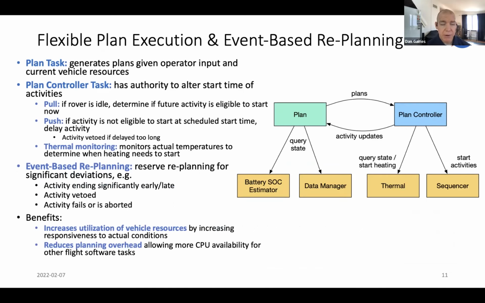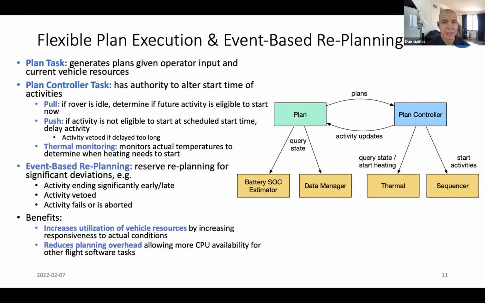The onboard planner system is actually comprised of two major tasks. One is the plan task, which generates schedules, and the other is the plan controller, which executes and monitors the schedules. We decided to give some amount of scheduling authority to the plan controller so it can make decisions and be responsive to deviations without needing to go through the larger expense of full plan generation. And so we have two different things it can do.